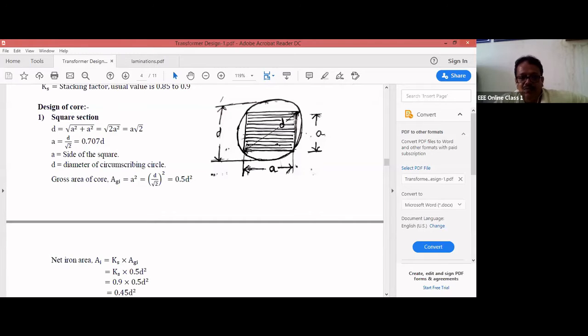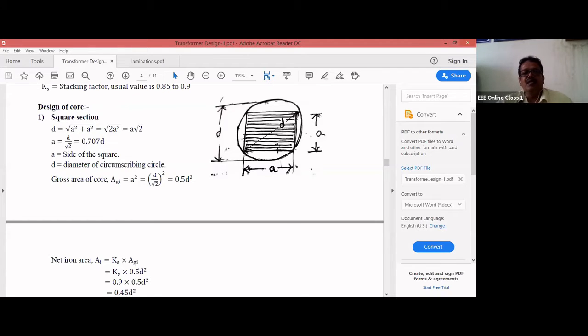With respect to the core, we are talking in two terms, only the width and the depth. We don't talk about the length. Definitely, your width and the depth of your thin laminations will both be the same, a into a. Now let us take D. D is nothing but the diameter of the circumscribing circle.